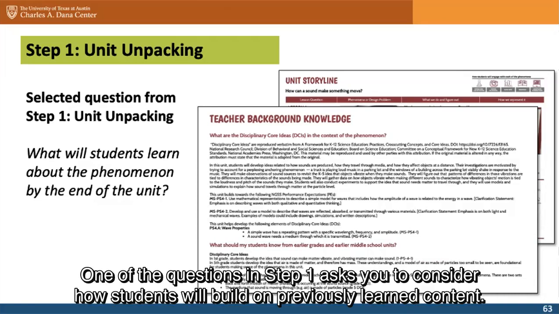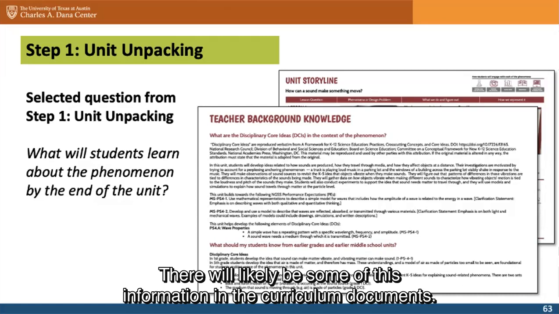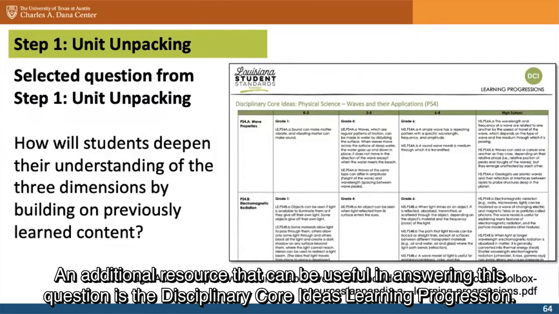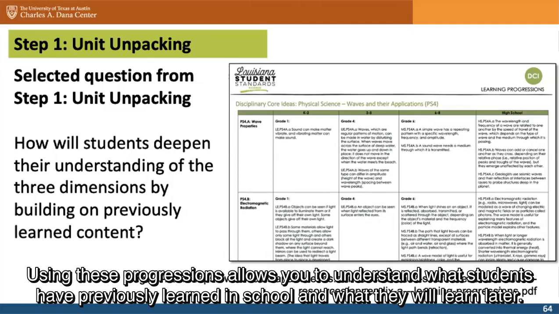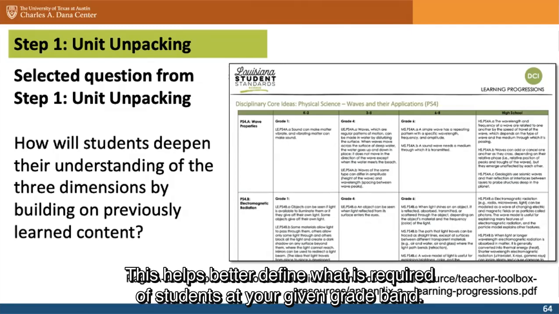One of the questions in step 1 asks you to consider how students will build on previously learned content. There will likely be some of this information in the curriculum documents. An additional resource that can be useful in answering this question is the disciplinary core ideas learning progression. This document shows how each of the core ideas, in this case waves and their applications, change in sophistication over the grade bands. Using these progressions allows you to understand what students have previously learned in school and what they will learn later. This helps better define what is required of students at your given grade band.